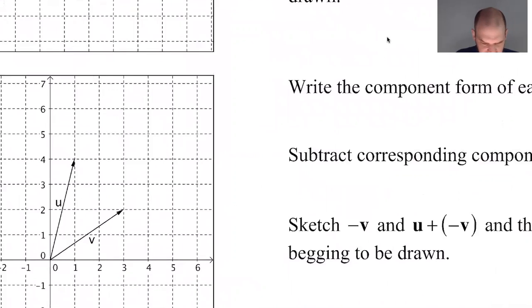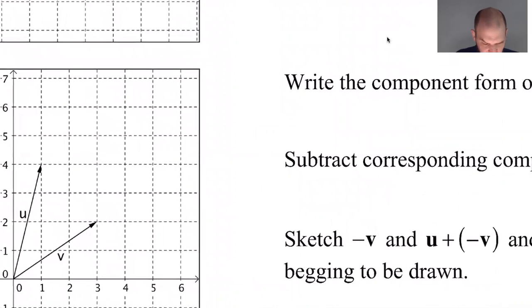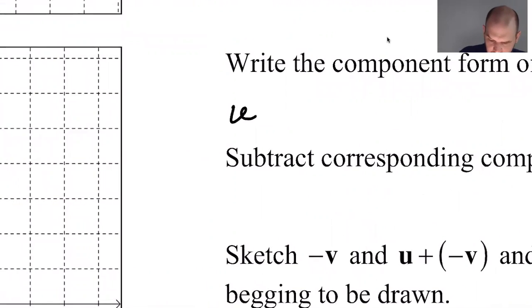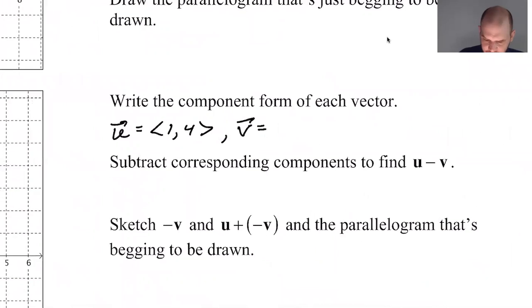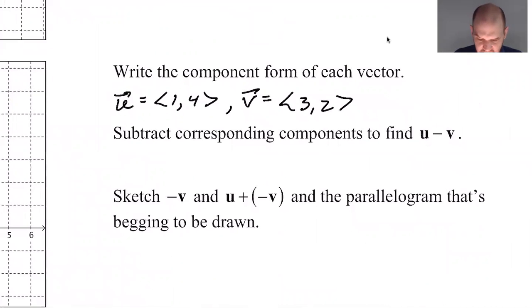They're the same vectors, so u is still 1, 4, which is just the terminal point. That's the whole point of component form. And v is 3, 2, which again is just the terminal point. You don't need to know where you're starting or stopping. You just need the terminal point because you're assuming you started at the origin. Both of these are just delta x comma delta y, which is really useful.